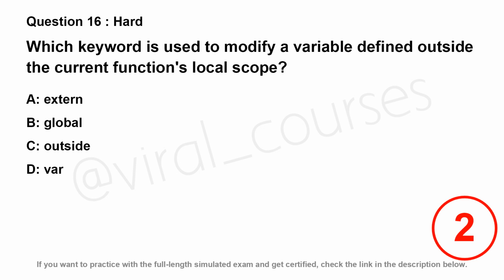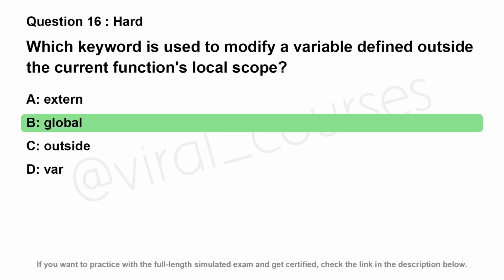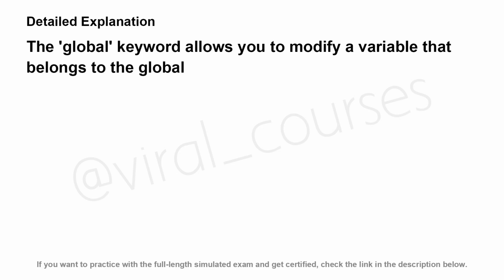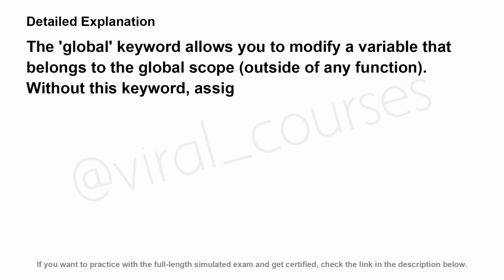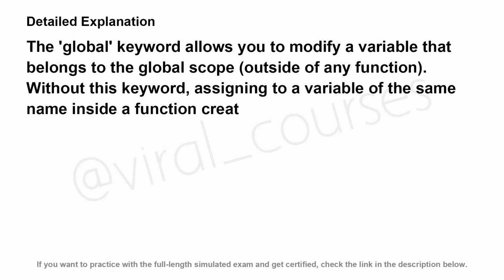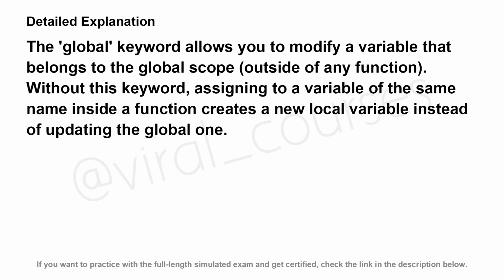The correct answer is B. The global keyword allows you to modify a variable that belongs to the global scope outside of any function. Without this keyword, assigning to a variable of the same name inside a function creates a new local variable instead of updating the global one.